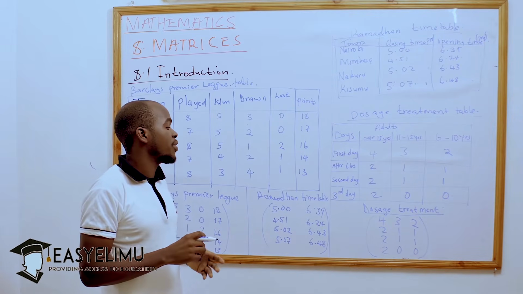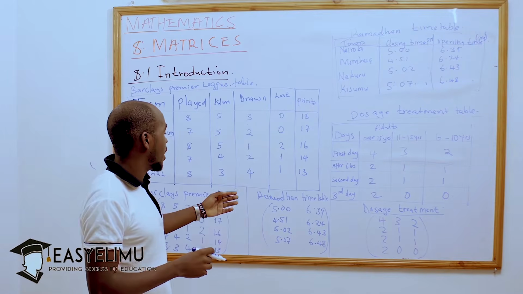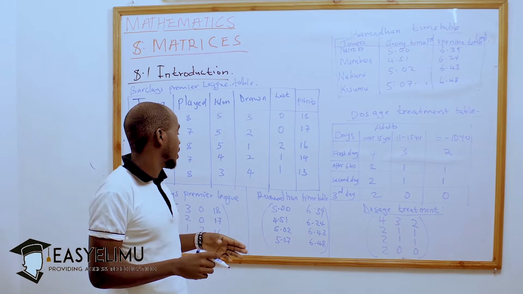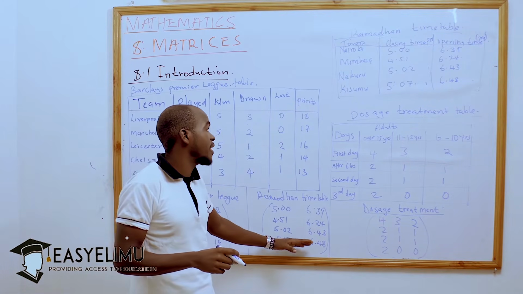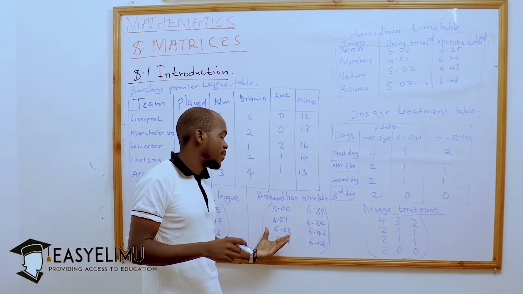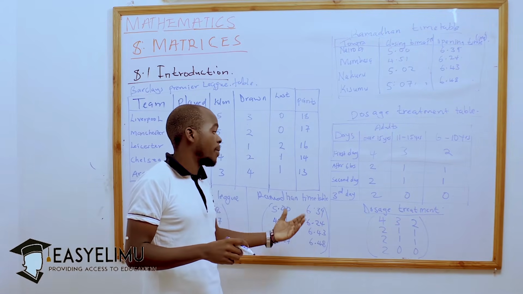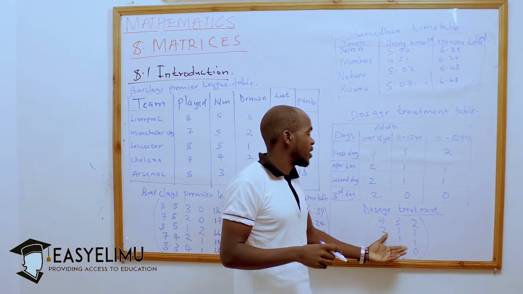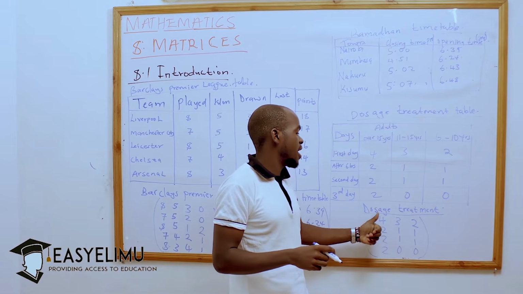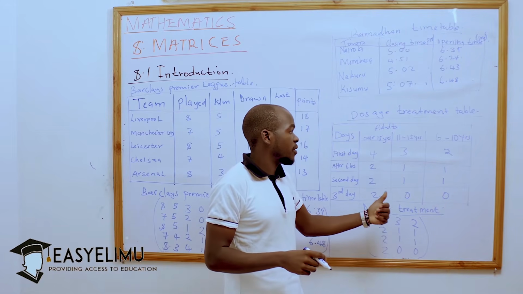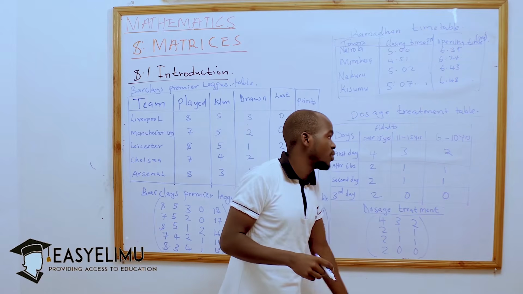Now that is the table which I have formulated, and the other table here is for the Ramadan timetable. This one is given in time. The first one is in PM, the second one is in AM. Here we understand this is over 15 years, 11 to 15, and this one is 6 to 10.